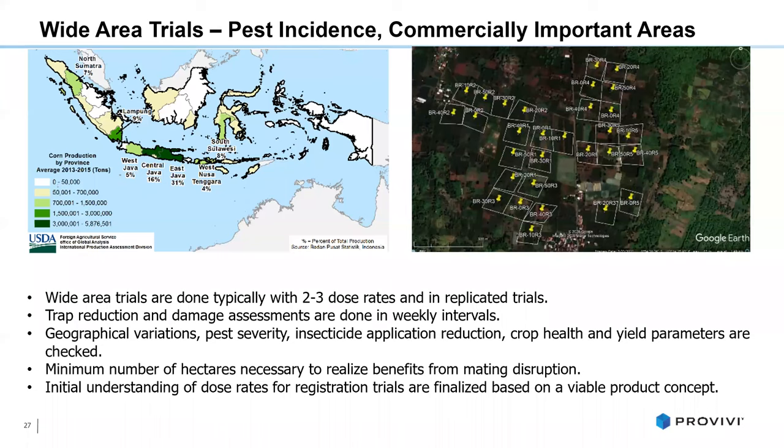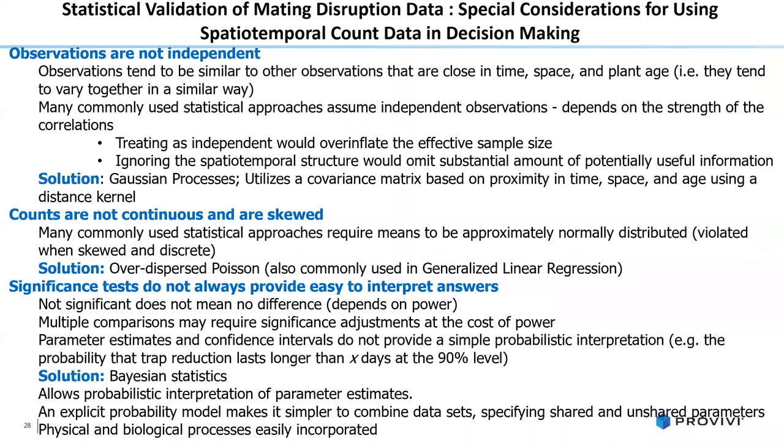Once these wide area trials are done, we have a lot of data with us. We need to churn the data. We need to understand what the data is telling us. When we talk about data interpretation, several things come into picture. These are really large hectare plots, not small hectare plots. So the statistical validation of mating disruption for decision making would be very, very important.